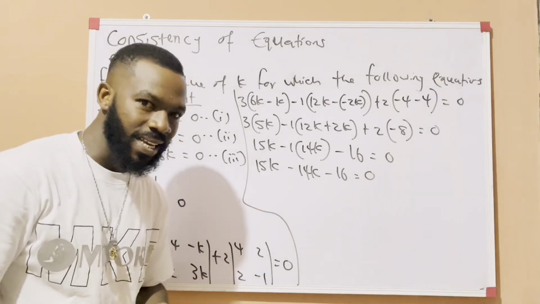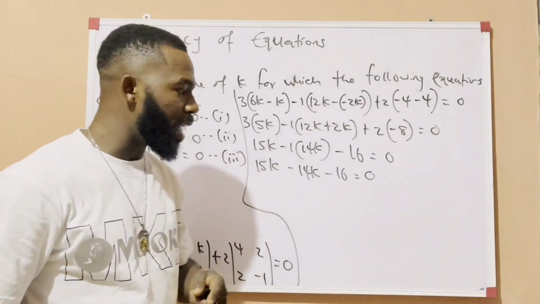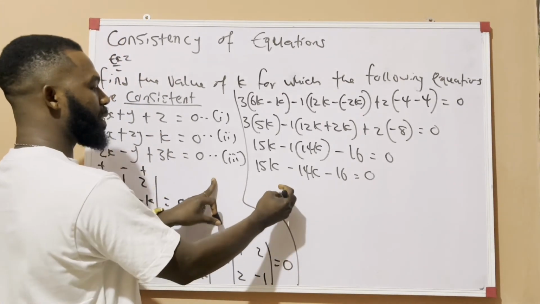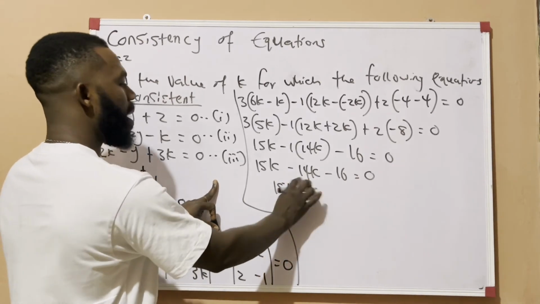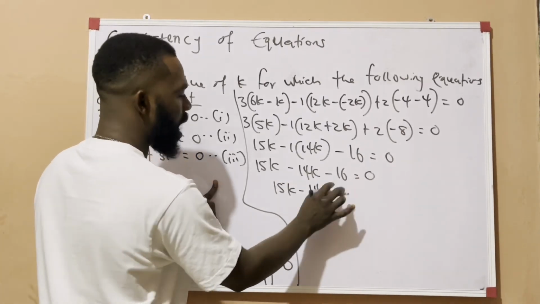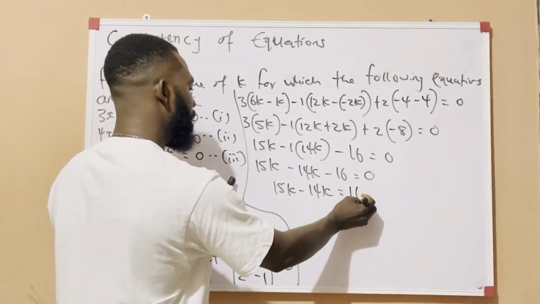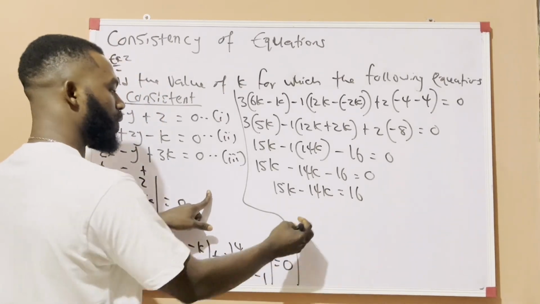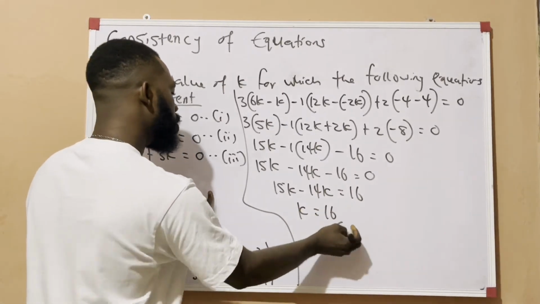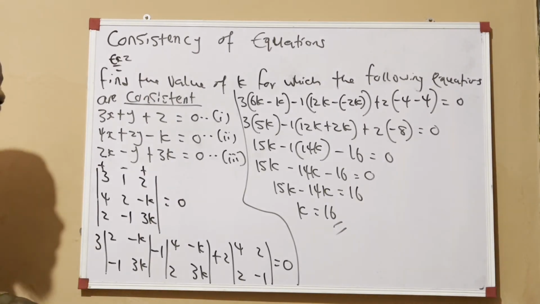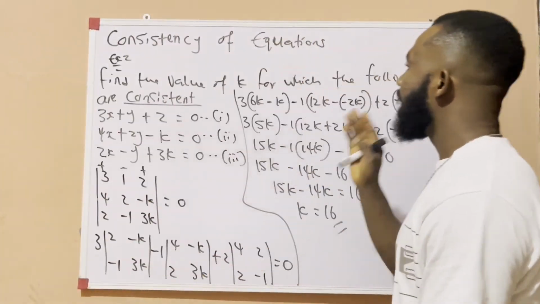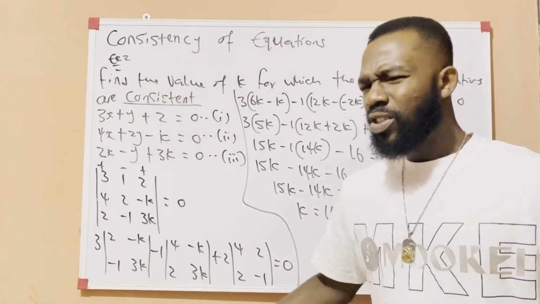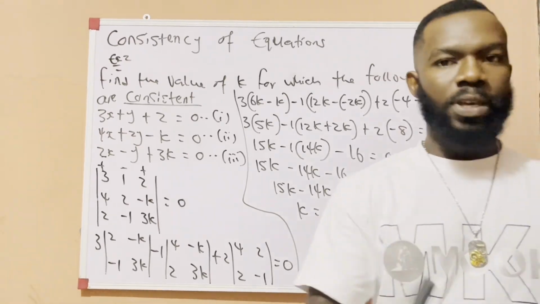Now let us collect like terms. Taking minus 16 to the right hand side of the equation where it belongs, because it does not carry k. So you leave the left hand side with 15k minus 14k. Now when negative 16 crosses the equality sign, it becomes a positive 16. Okay, now 15k minus 14k gives us k is equal to 16. So it means the value of k that will make this equation consistent is 16. You see how simple it could be.